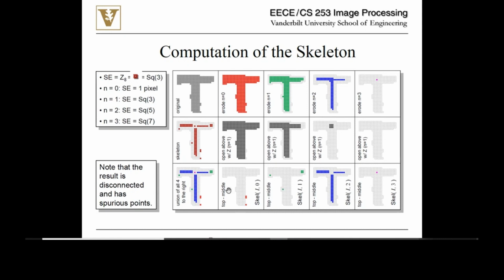Now I compute the erosion minus the opening. And this is what remains. This is erosion minus the opening, and this is what remains. The same here, the same here. And now you take all these. So what we have down here are these skeletons of radius 0, radius 1, radius 2, radius 3.